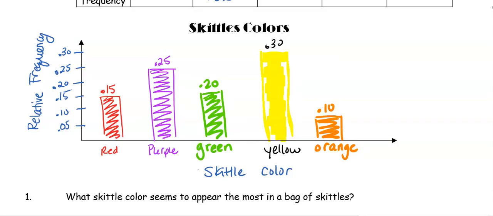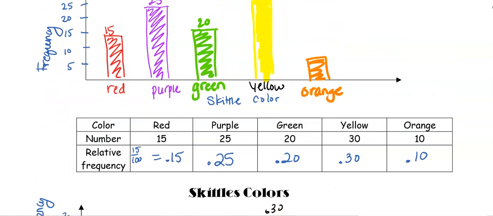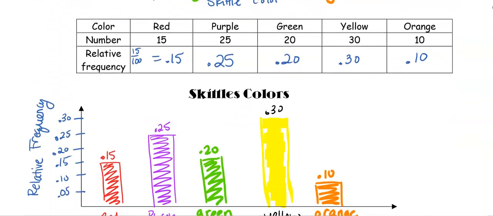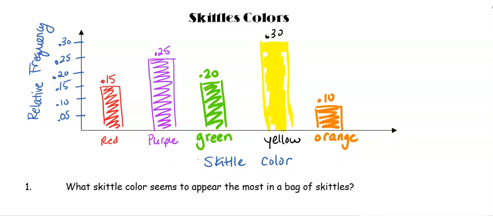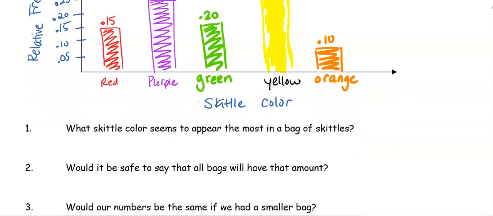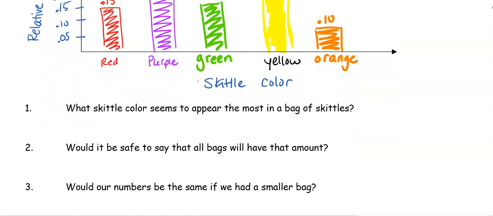So when you're done creating your relative frequency bar chart, you realize that it's the exact same. Everything looks the exact same as it did with the frequency. So it really doesn't matter if you do frequency or relative frequency. You get the same result in the end. All right, so just a couple little questions. Again, we want to be able to read the charts as well as create them.